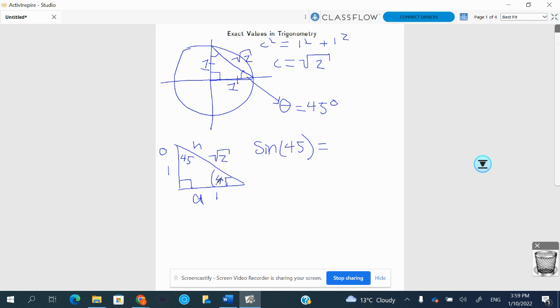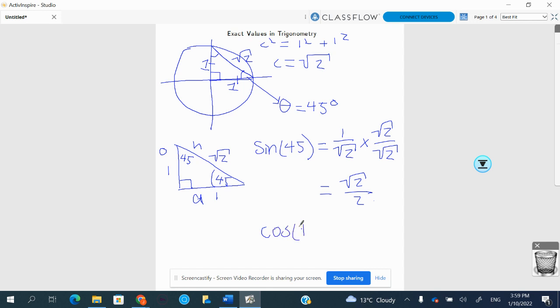So sine equals opposite over hypotenuse, which is going to be 1 over the square root of 2. Now, we don't really like to have surds down the bottom, so we're going to multiply this by the square root of 2 over the square root of 2, and that's going to equal the square root of 2 over 2. And this is our exact value for sine 45.